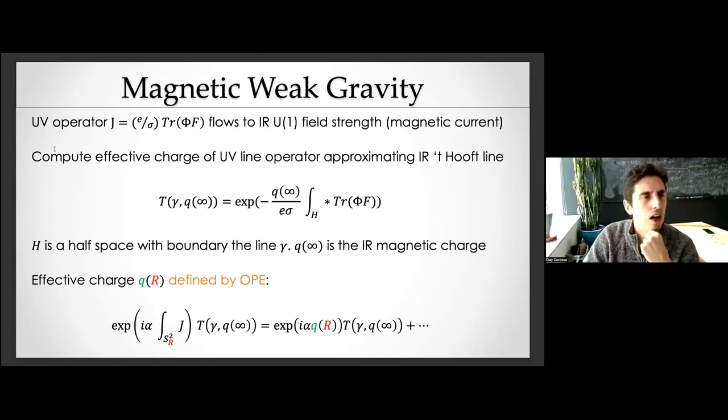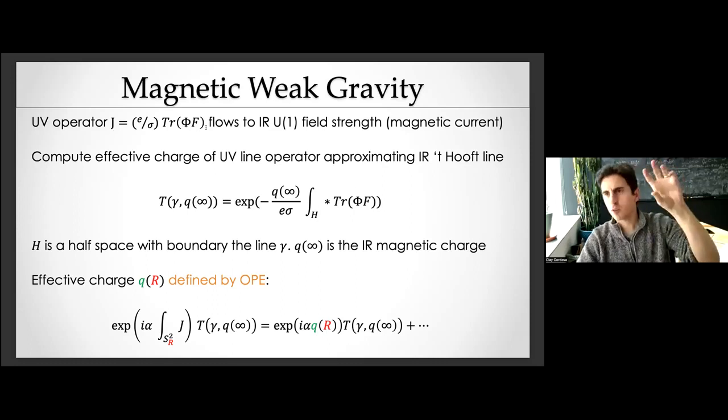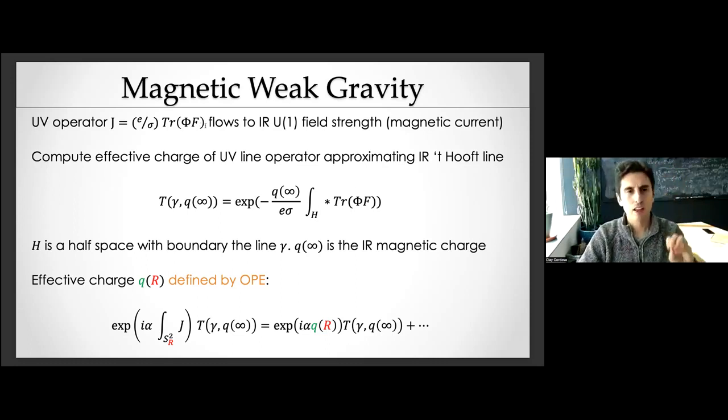So I'll have a UV operator, J, and this is a well-defined gauge invariant operator. It's E over sigma, some number, times trace phi F. Now, what's special about this operator? So this is a well-defined operator in, say, a non-abelian gauge theory, but when I Higgs, when phi develops a VEV, this flows to the magnetic current. So this is the operator which at long distances becomes the U1 one-form magnetic current. And what we'd like to understand is the symmetry breaking scale for that operator.